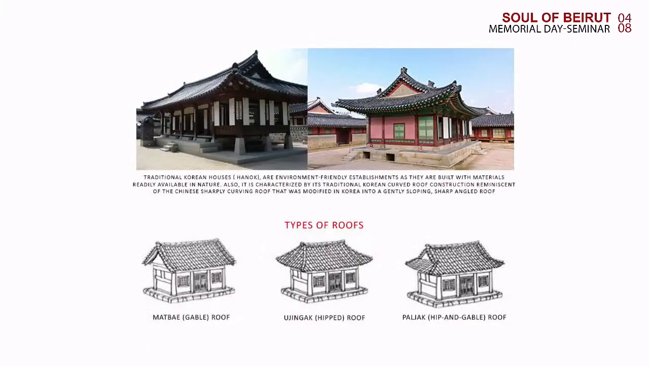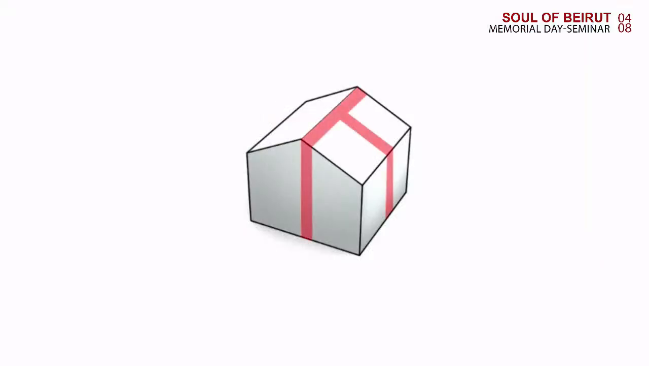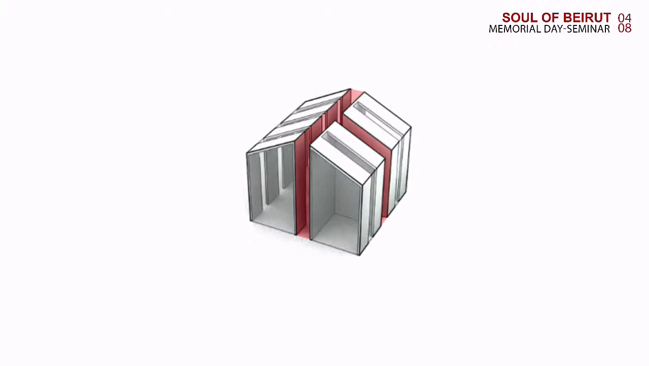So the built structure is a reminiscent of the Chinese sharply curving roof that was once modified in Korea into a gently curved, sharp-angled roof with strong lines and steep lanes, inheriting some kind of quiet inner harmony and exhibiting naturalistic tendencies with avoidance of excesses. So we created this Korean house, and then we divided it into three lofts, in which the biggest one is for the owner and two for rentals. And then we perforated it for sun access. And the negative spaces were reserved as a yard.